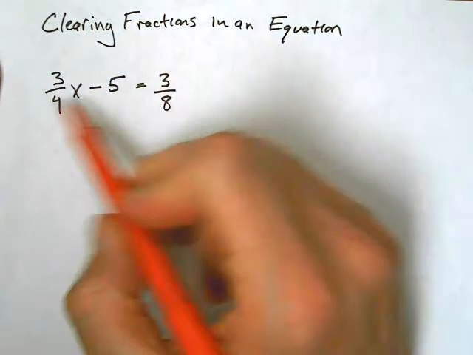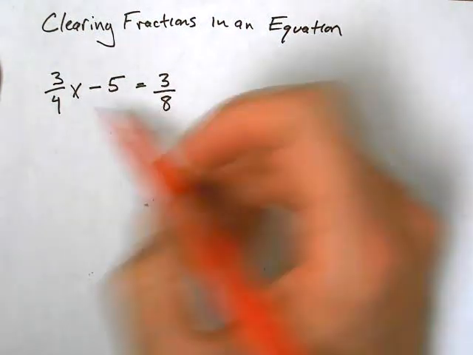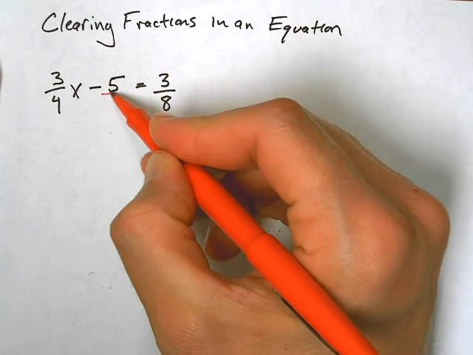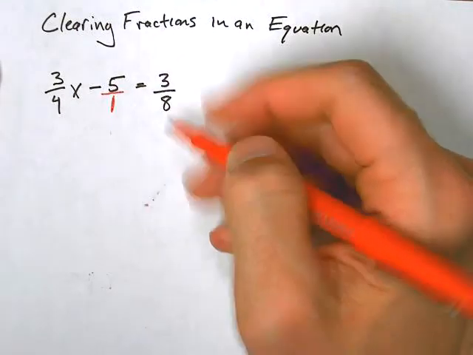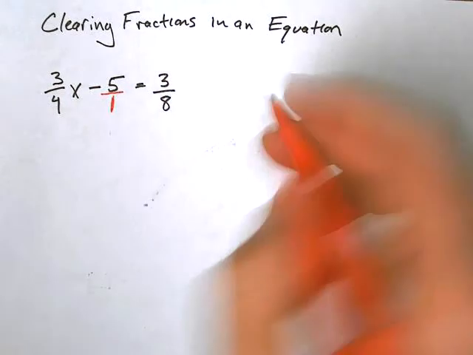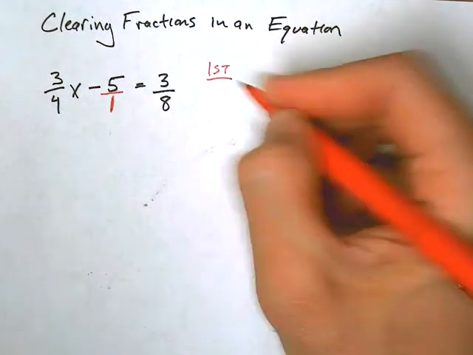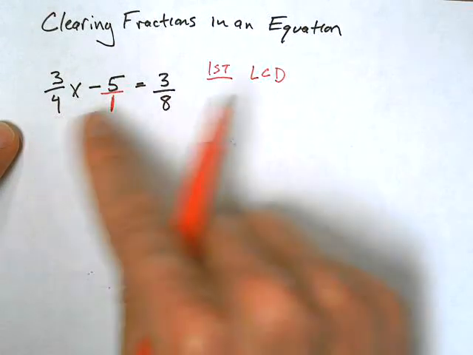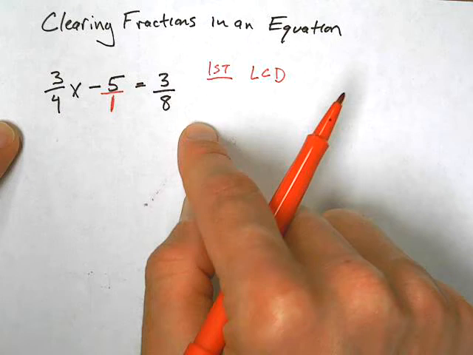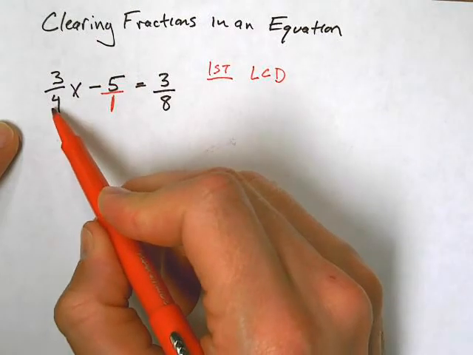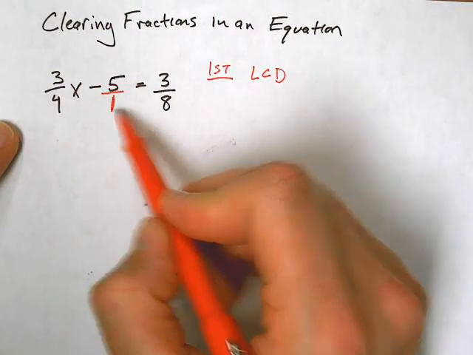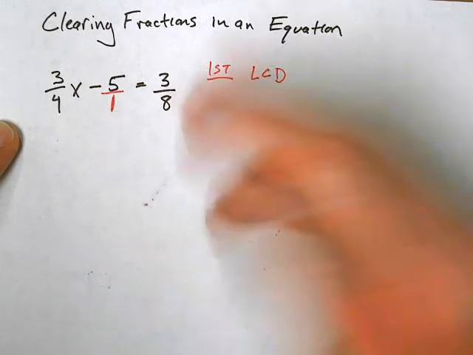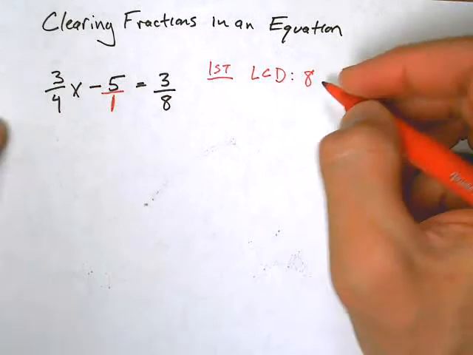So what I like to do is, anytime I have an equation that has a fraction anywhere, I'll write all terms as a ratio or as a fraction. So this one already has the 3/4. The -5 I'm going to write as -5/1, just so I can see the fraction, and then I have 3/8. So the first most important thing that you're going to want to do is get the LCD, or the lowest common denominator, of all the fractions you have in the entire equation. So here I just have denominators of 4, 1, and 8. The lowest common denominator of 4, 1, and 8 is just 8, right?